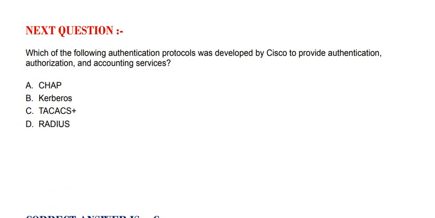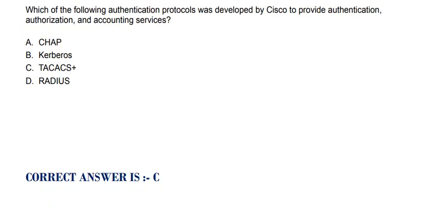Next question is, which of the following authentication protocols was developed by Cisco to provide authentication, authorization, and accounting services? And the options are: option A, CHAP, option B, Kerberos, option C, TACACS+, and option D, RADIUS. The correct option is option C.